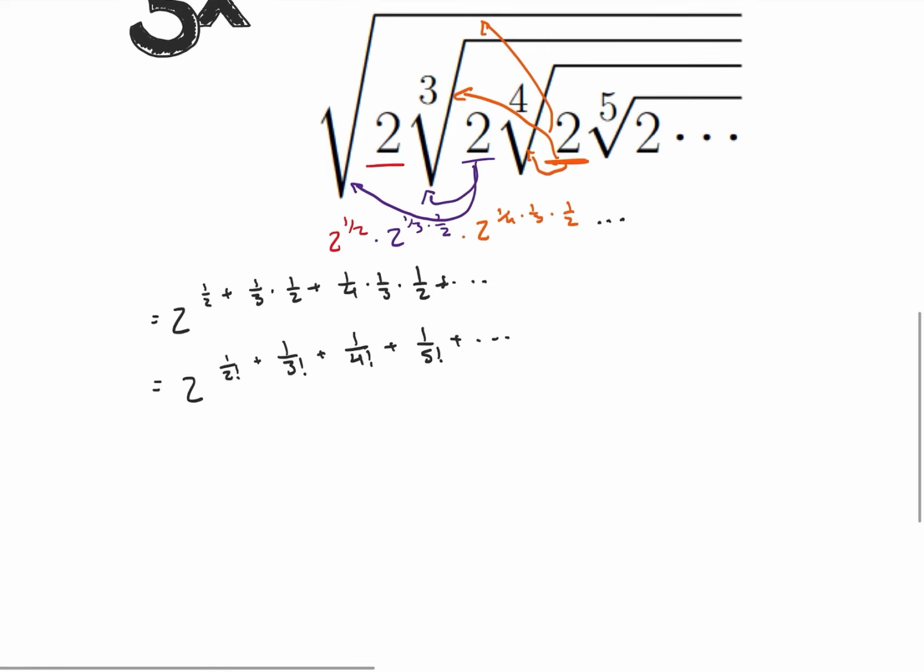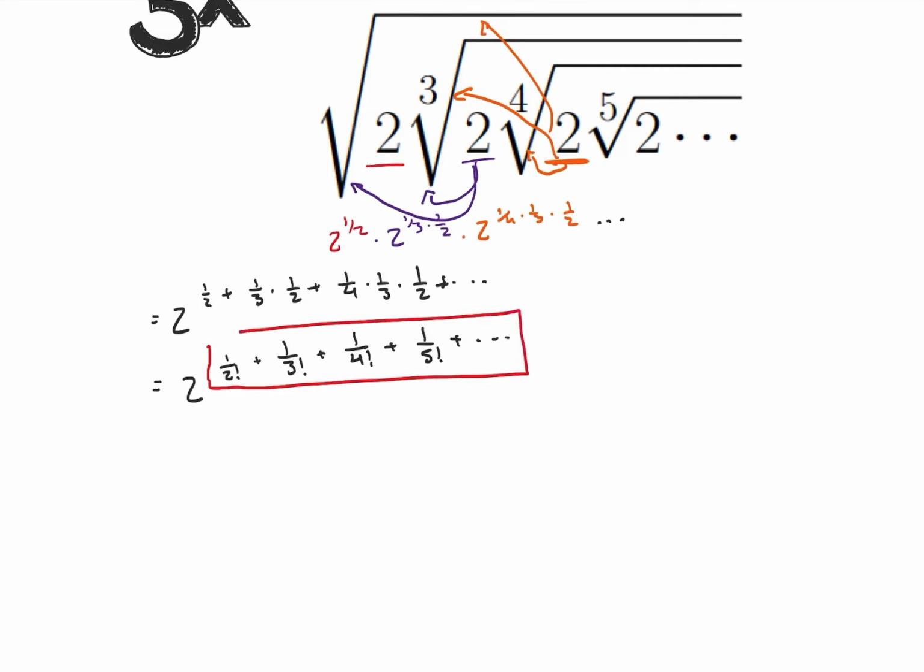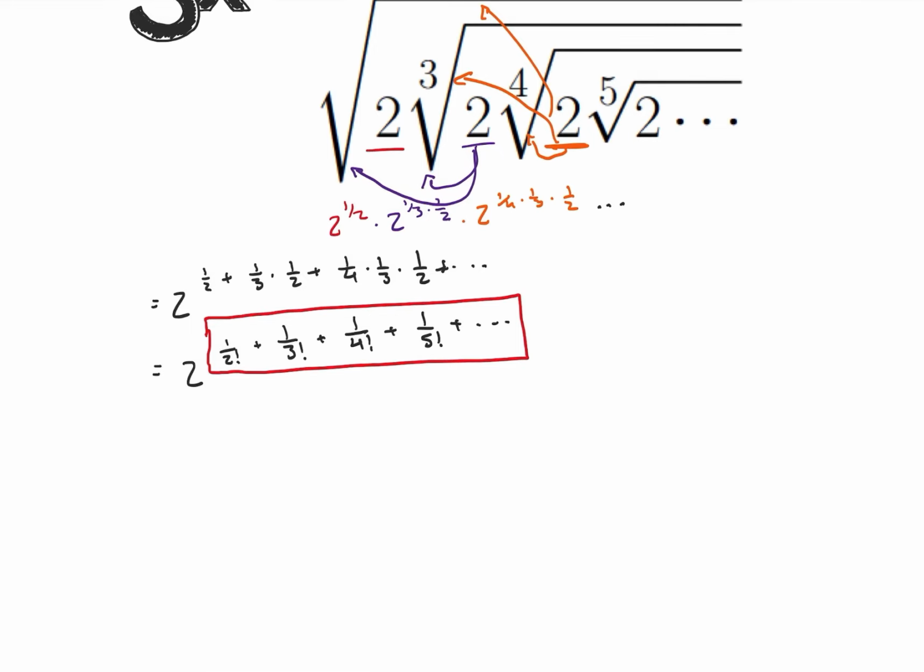So my real question is, if I want to express this in a simplified form, what on earth is this set of inverse factorials over here? Is there another way that I can describe that? What this really becomes is this red box is going to be equal to the sum from n equals 2 to infinity of 1/n factorial. So that's what I want to figure out.